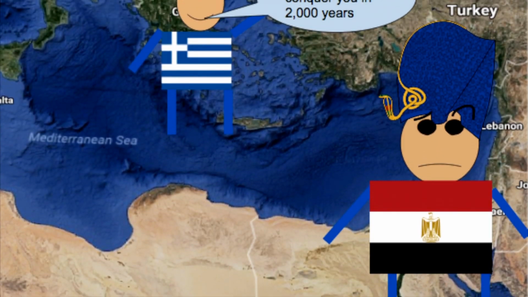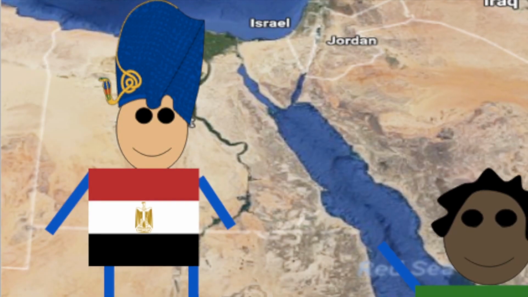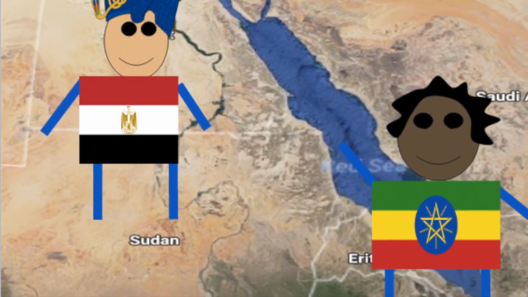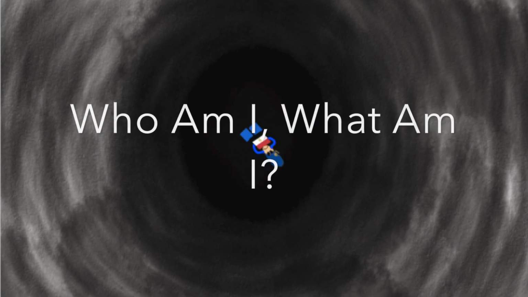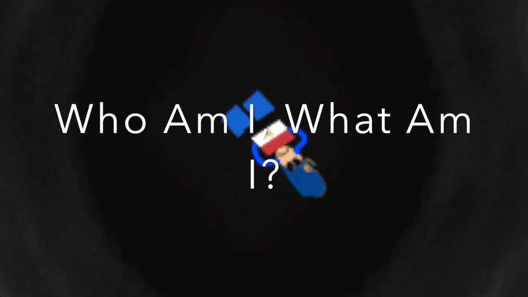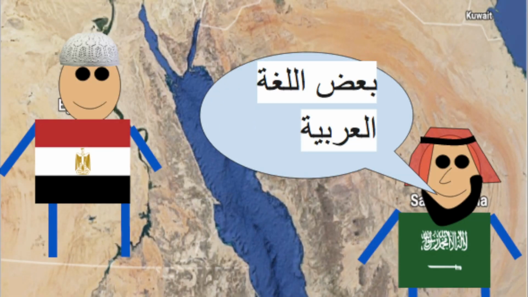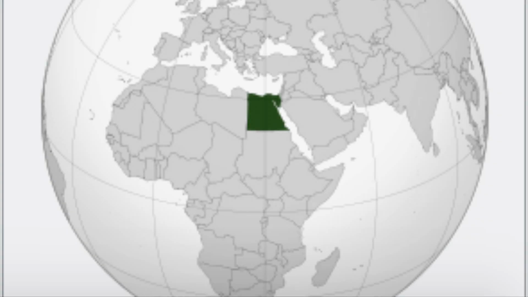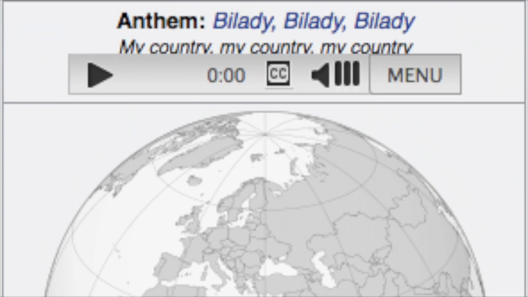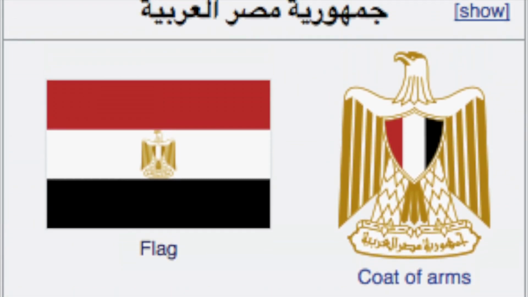Egypt was also lucky enough to be connected to the Mediterranean and Red Sea, enabling them to have trade with far-off lands. Also, Egypt's neighbors played a large role in defining what it meant to be Egyptian. The main outsiders were the Arabs, who brought with them Islam and the Arabic language. To this day, Egyptians see themselves as Arabs, with their country being called the Arab Republic of Egypt.